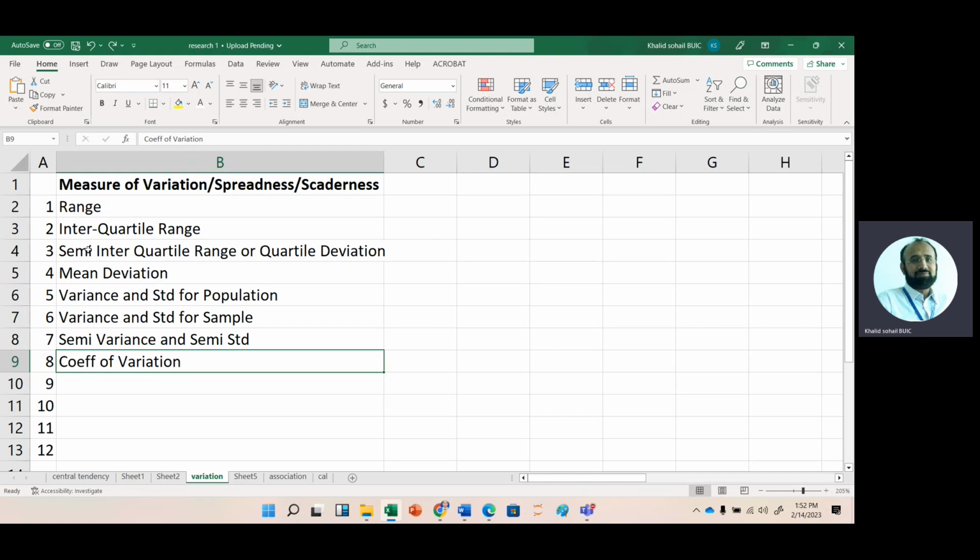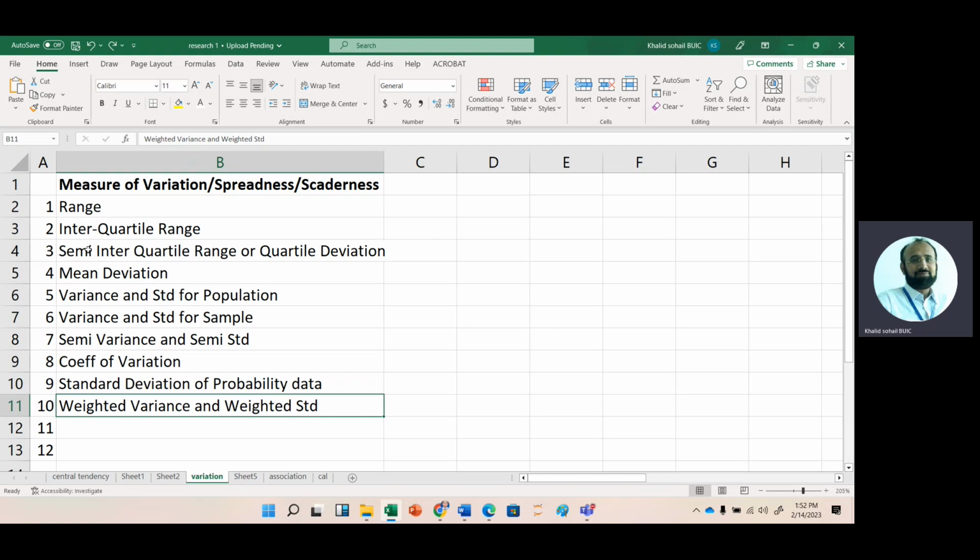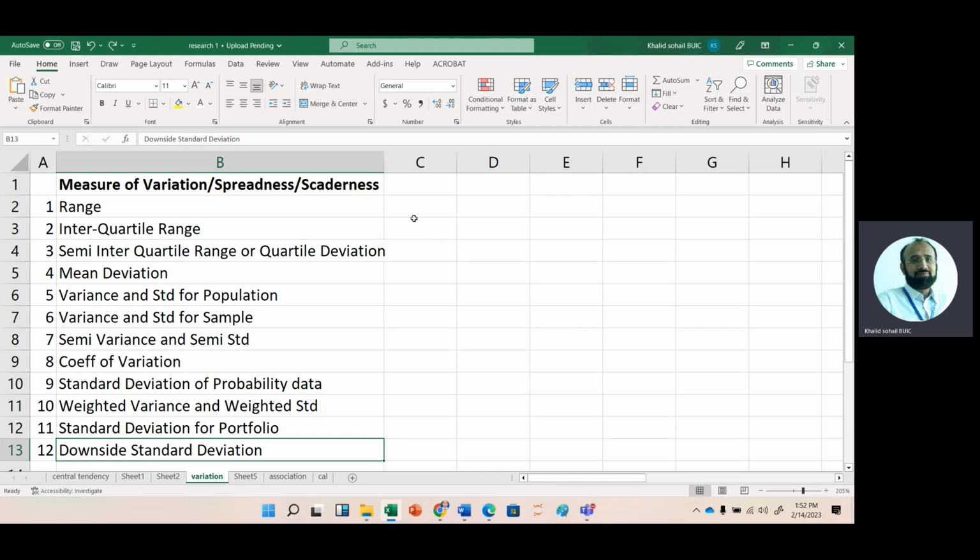If our data differ by size and we want to compare two or more sets of data, then we use coefficient of variation. And then we have standard deviation for probability data, then weighted variance and weighted standard deviation as well, standard deviation for portfolio, and then downside standard deviation. Now I will explain all these measures one by one in detail. And in my next video, I will also explain some of the prominent measures with the help of data as well. Now the first one is range.